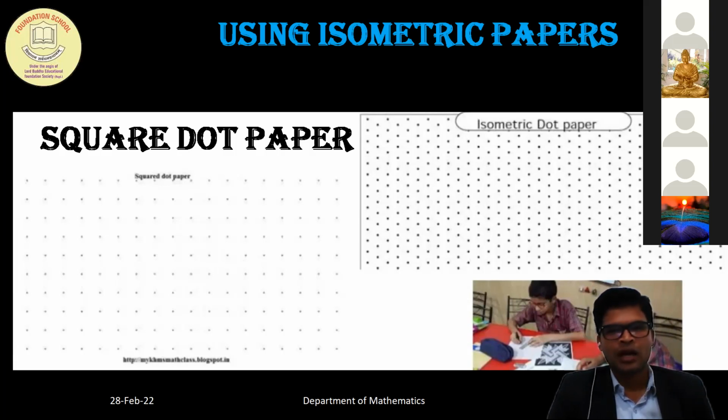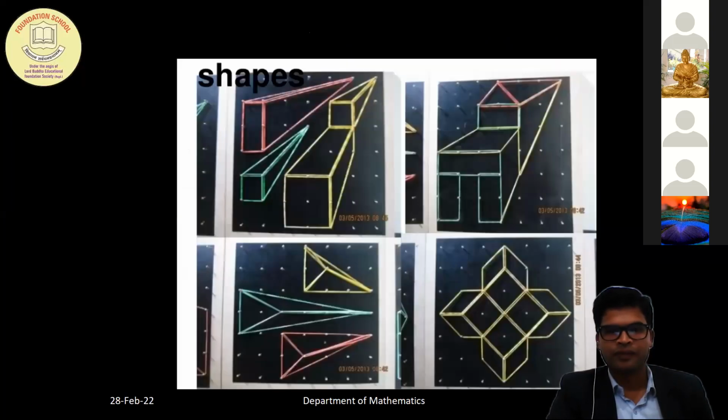And there is also isometric dot paper. It is better than the square dot paper for 3D objects like cubes, solid cones, cylinders. For these objects, we can use isometric dot paper. It will feel more realistic, with more visualization. You can see clearly in the slide that nowadays this isometric dot paper is available in the market digitally.